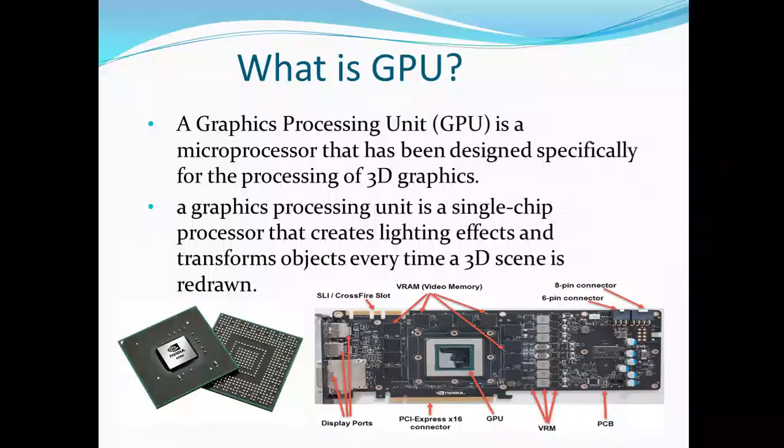What is a graphic processing unit? A graphic processing unit is a microprocessor that has been designed specifically for the processing of 3D graphics. A graphic processing unit is a single chip processor that creates lighting effects and transforms objects every time a 3D scene is redrawn. Below is the image of a GPU chip and graphics card. The GPU chip is present in the center of the graphics card.